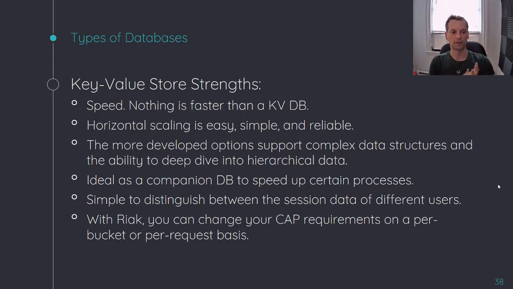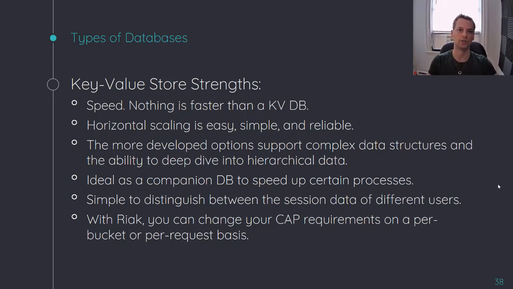So the key value store strengths. Speed. Nothing is faster. Horizontal scaling is easy, simple, and reliable. The more developed options support some complex data structures and the ability to deep dive into hierarchical data. They are ideal as a companion database to speed up certain processes. It is simple to distinguish the session data of different users.